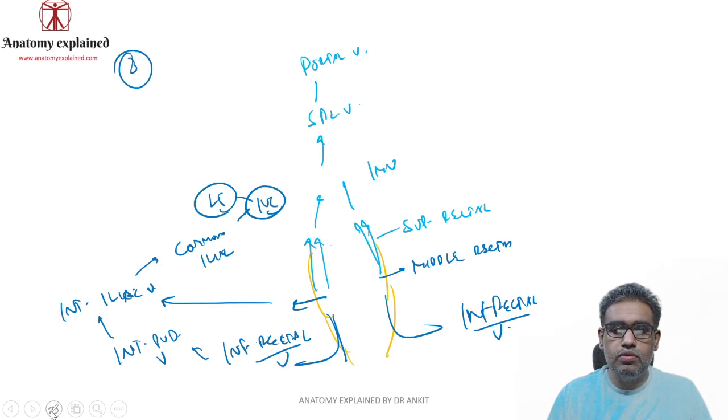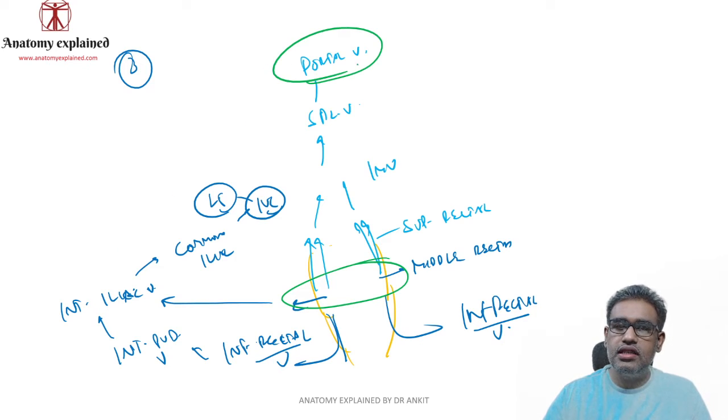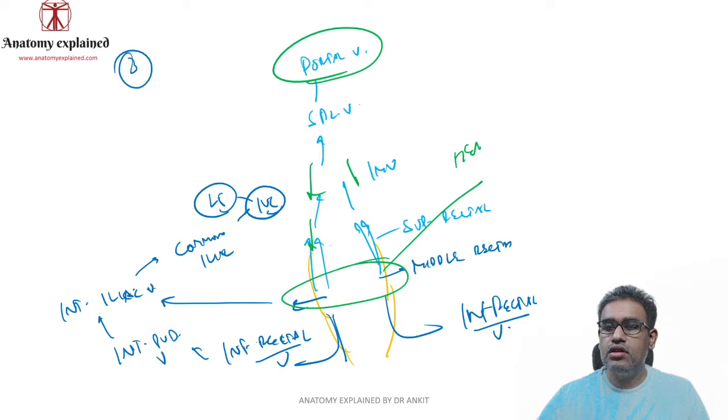So therefore this becomes what? This becomes our portocaval anastomosis area. Now with gravity also, when there is obstruction in this portal vein, the blood will start flowing in this direction. As the blood flows in this direction, there will be dilatation of the venous plexus around the mucosa of the rectum. That is what is known as your hemorrhoids.